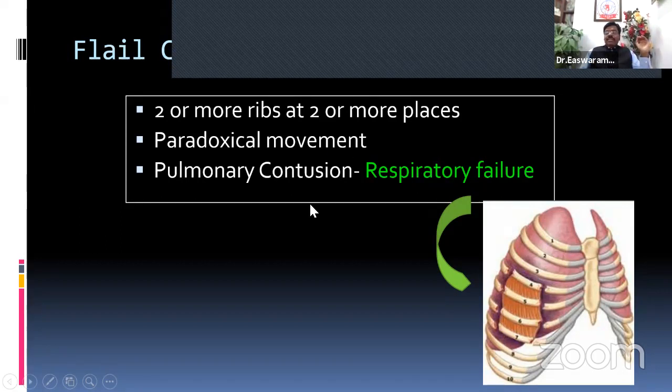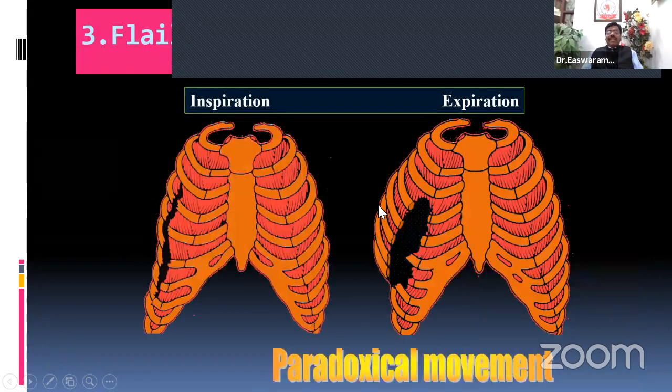Because of that, and also because of the impact, not only are the ribs fractured here, but underneath that the lung also suffers a pulmonary contusion. That also, in addition, contributes to the respiratory failure. Okay. See, this is what will happen.